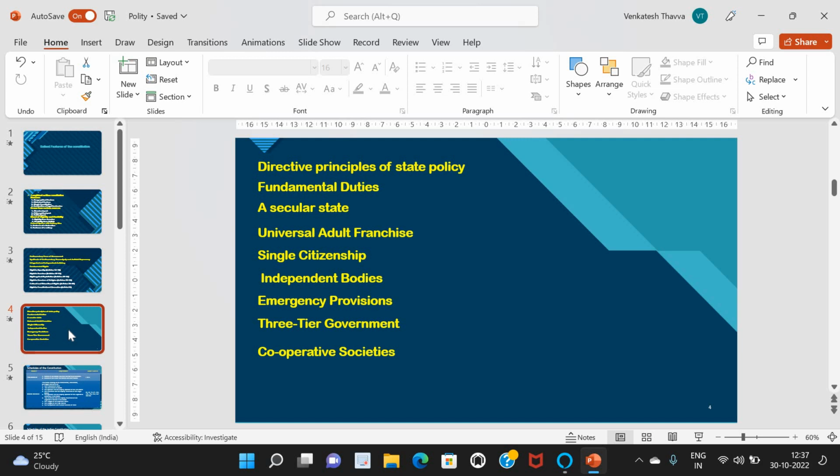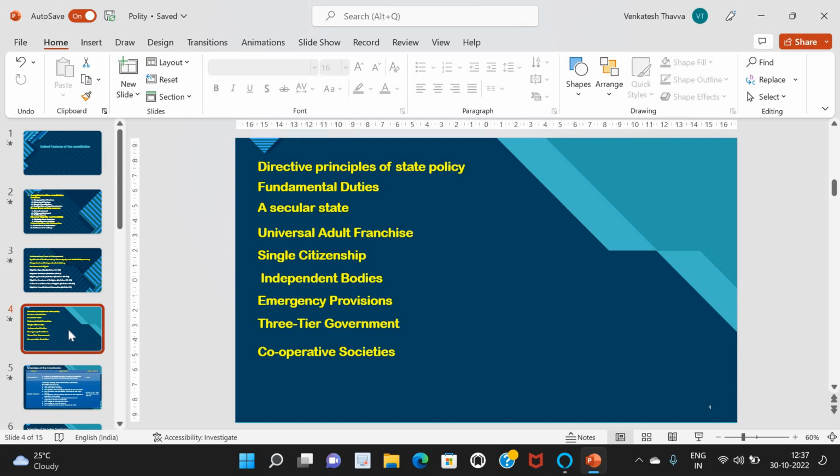Next, coming to directive principles of state policy. The main aim of DPSPs is to promote the social and economic democracy. They seek to establish a welfare state in India. They are non-justiciable in nature. They are classified into three categories: socialist principles, Gandhian principles, and liberal and intellectual principles.